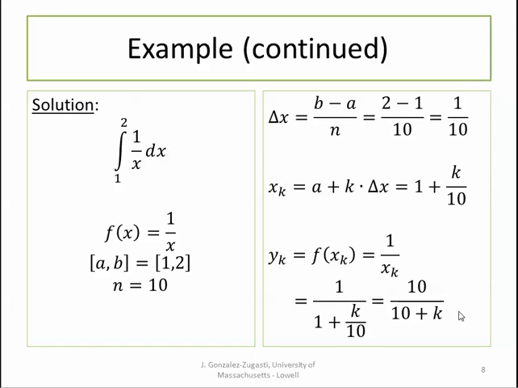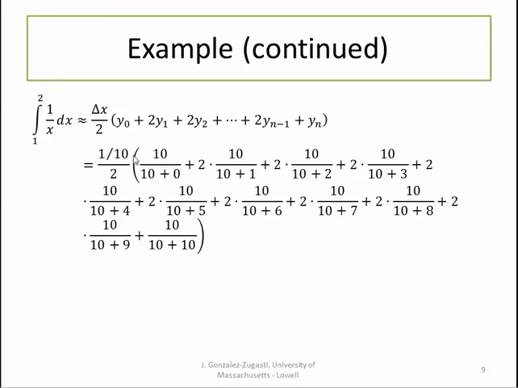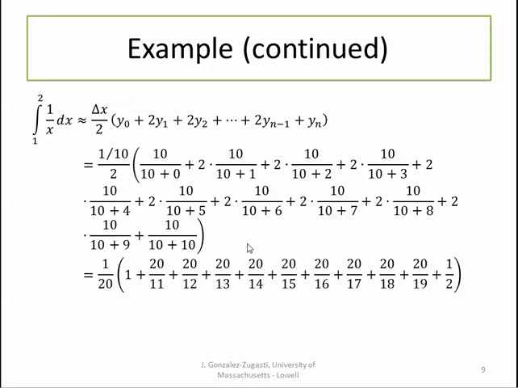Now we take all this and plug it into our formula for the estimation. We said delta x was 1 over 10, and then here's our y naught, and then 2 times our y1 plus 2 times our y2, and so forth until we get up to 2 times y sub n minus 1, which is y sub 9, and then only 1 times our y sub n, which is y sub 10. If you take the sum and simplify it, you'll get that this is approximately equal to 0.69377.